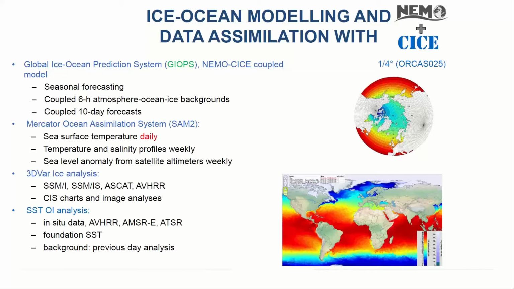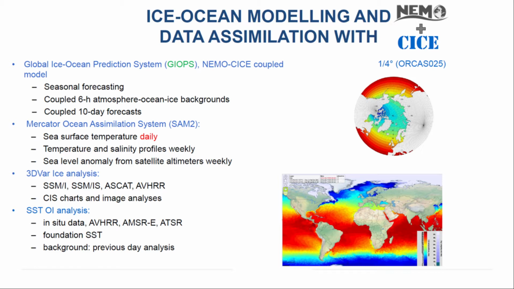And then the data assimilation system here is the Mercator Ocean assimilation system SAM2, which assimilates the SST, sea surface temperature, daily, and then vertical profiles of temperature and salinity weekly, as well as the sea level anomalies from the altimeters.